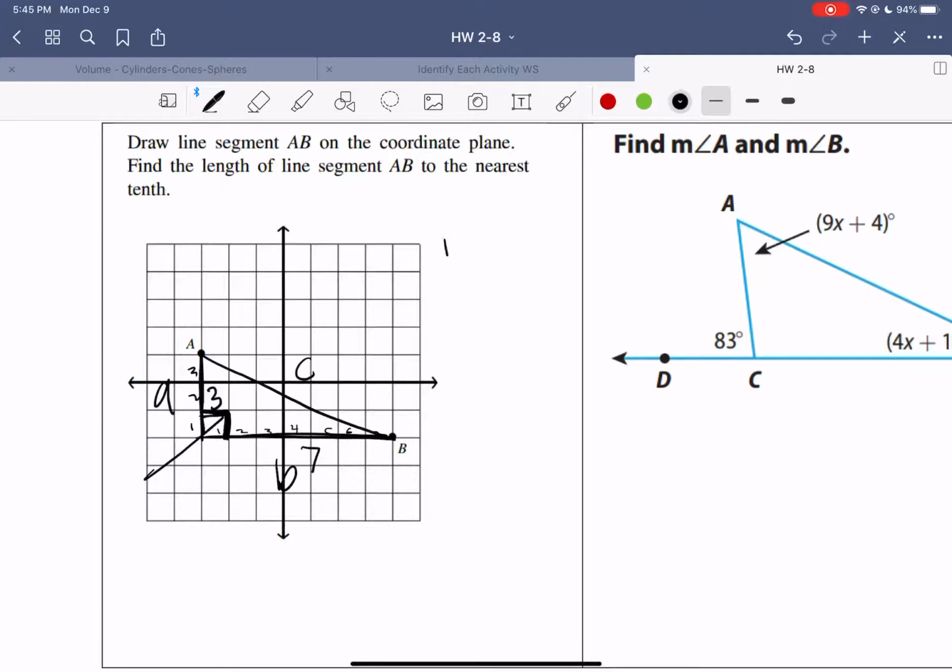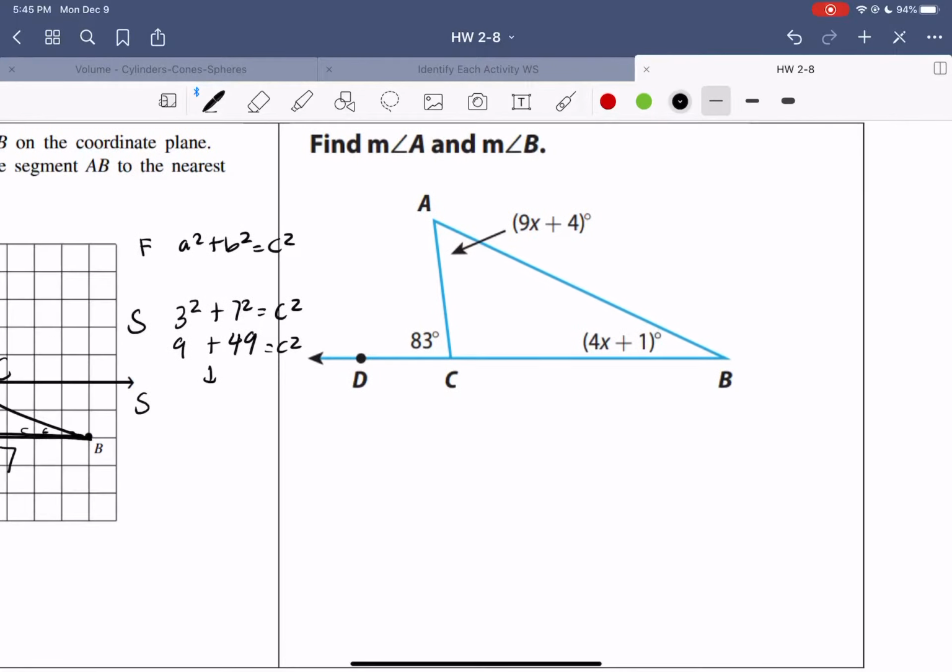So we're going to have the formula a squared plus b squared equals c squared. Substitution is going to look like 3 squared plus 7 squared equals c squared. And from there, you should be able to solve that out. Well, this would reduce a little. 3 squared is 9 plus 49 equals c squared. So you should be able to find that from here. All right.